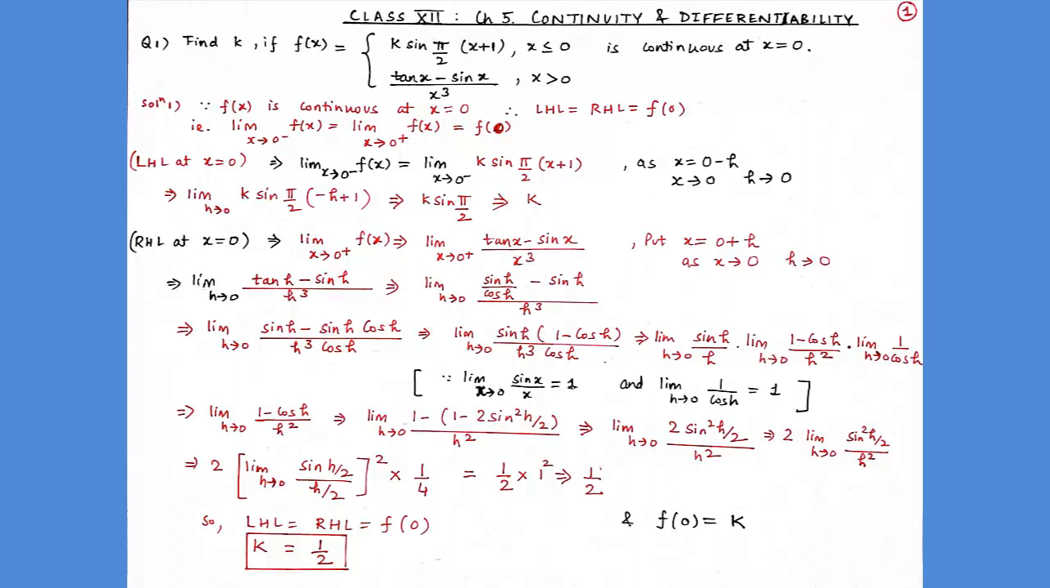So from here, since left hand limit is equal to right hand limit is equal to f(0), therefore here in the left hand limit we get k. So k is equal to the right hand limit, which is equal to 1/2.